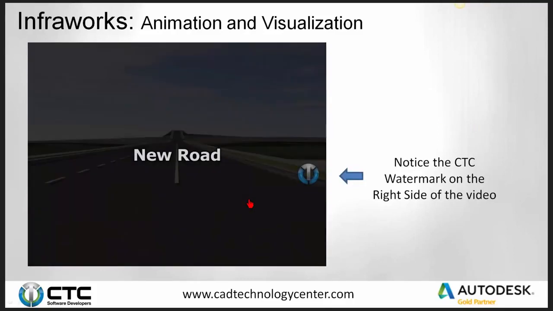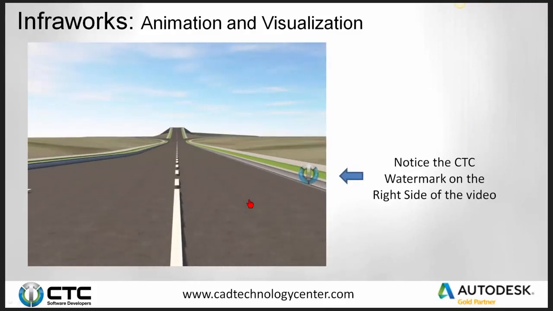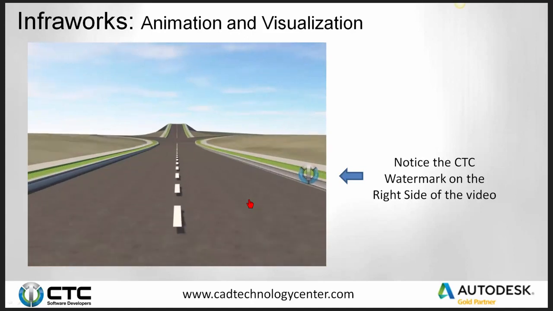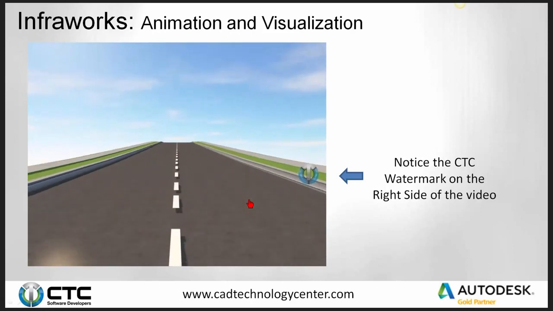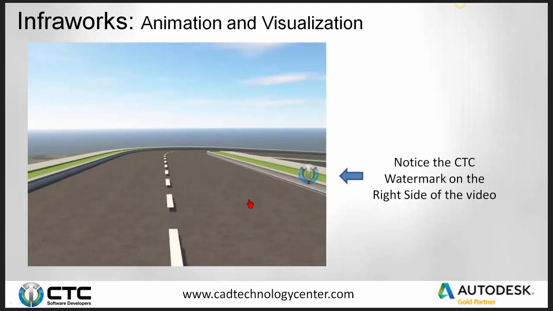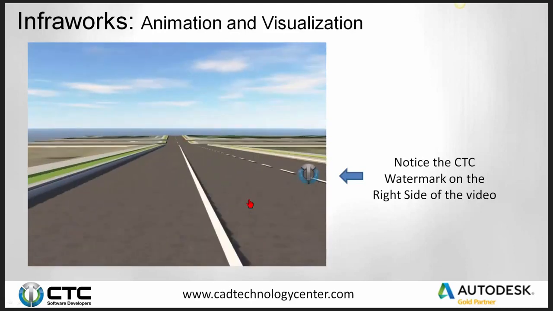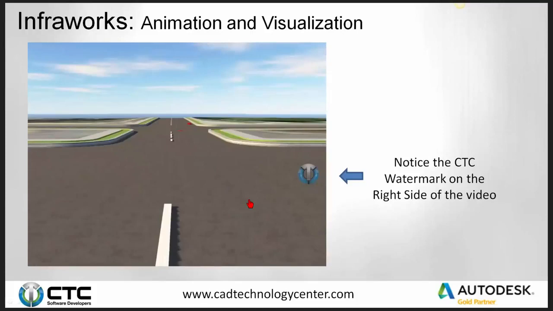And here's my video. It started out with a title of New Road. I'm driving along the center line of my design road, and I'm coming up to an intersection. Lo and behold, here's my caption: new road and old road. Now I'm coming over the bridge, and I added a caption, bridge over walking path. It follows the center line of your road at a set distance off the road. That storyboard took me 5 minutes to create.